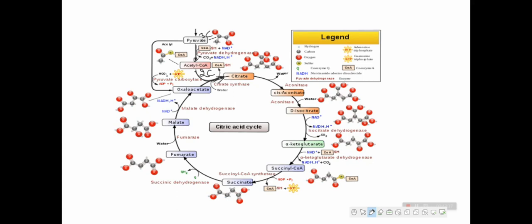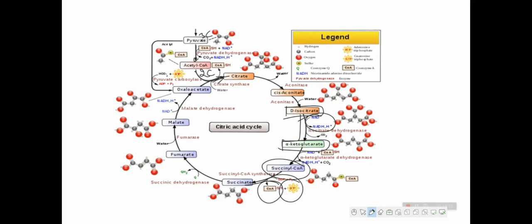During this citric acid cycle, NADH, FADH2 and GTP or ATP will be formed, so more energy will be released. During the conversion of isocitrate to alpha-ketoglutarate, one molecule of NADH is released. During the conversion of succinyl coenzyme A to succinate, one ATP or GTP is formed.